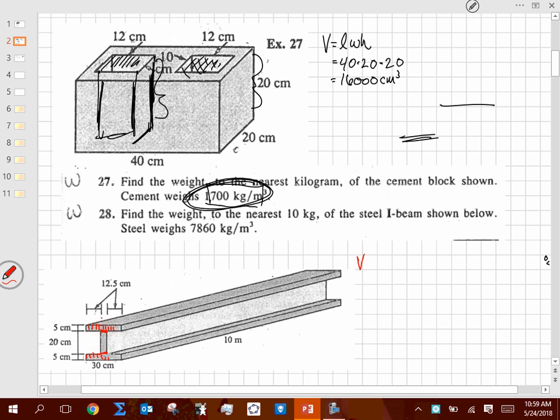So I'm going to say volume of top, obviously length times width times height. So the length of this thing is 10 meters. So I'm going to put this as 10 meters times 100 is 1,000 centimeters.